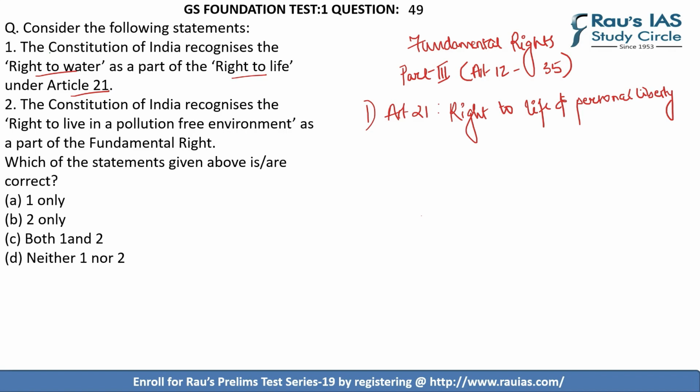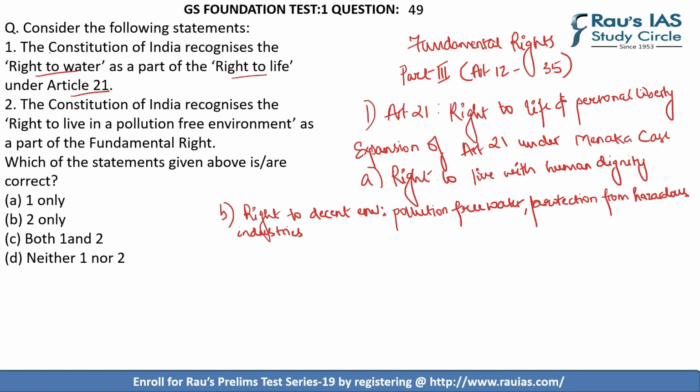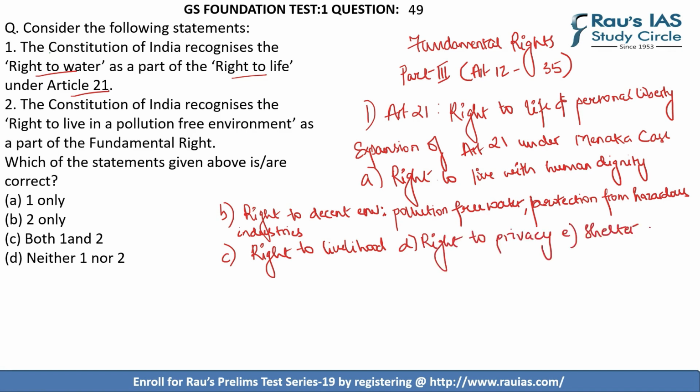Now, Article 21 got wide interpretation during the Menaka case, and subsequently the Supreme Court declared many rights as a part of Article number 21. Now, under this wider interpretation, the Supreme Court held that Article 21 should be available not only against arbitrary executive action but also against arbitrary legislative action. Further, it also held that under Article 21 there should be provisions for the right to live with human dignity, the right to a decent environment, which includes pollution-free water and protection against hazardous industries. It also included the right to livelihood, the recently added right to privacy, and the right to shelter, among many others.